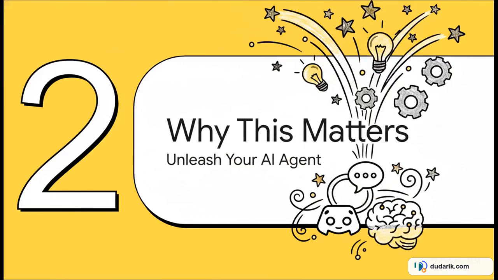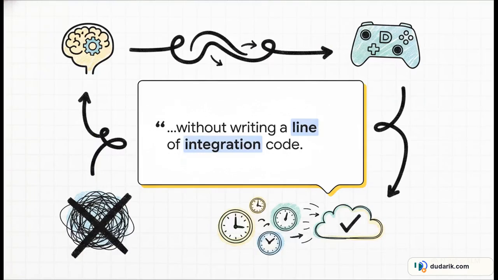All right, so we've covered the what and the how, but let's get to the important part, the why. Why does any of this actually matter? Well, it matters because it completely changes the game for what your AI agent can do. It's all about unleashing its true potential. And this is the magic phrase, right from the source article. You get all of this incredible new functionality without writing a line of integration code. I mean, let that sink in for a second. No custom glue code to connect your AI to Discord. That saves you an enormous amount of development time and complexity. You just connect it, and you're good to go.